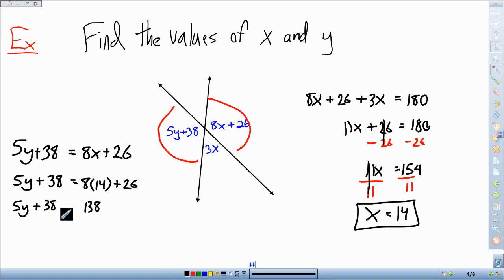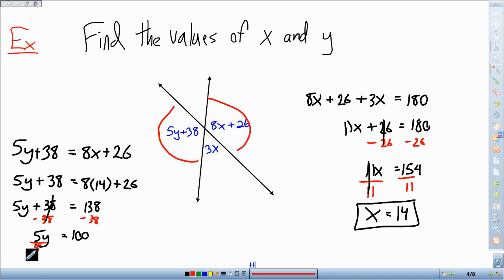Okay, get a calculator, guys. It's going to make your life so much easier. You can use it anytime in this class. Okay, so from here, I'm solving. So I'm going to subtract 38, and I'm going to get 5y equals a nice clean 100.